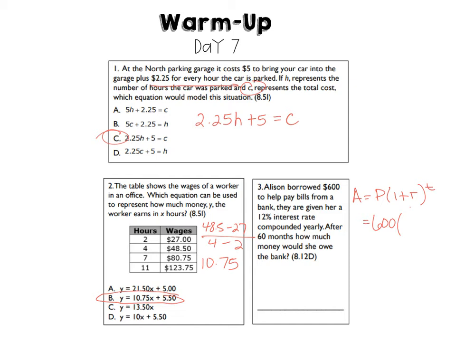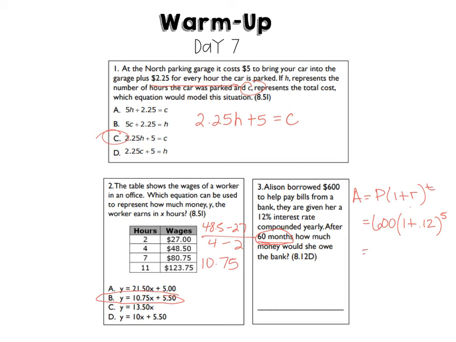They gave her a 12% interest rate, so that's 1 plus 0.12. Remember, I'm converting that to a decimal, and it wants to know after 60 months. Now, here's an issue. We cannot do months, so we have to take months and convert it back to years. I know that there are 12 months in a year, so I'm going to do 60 divided by 12, which tells me 60 months is actually 5 years, and that's the number I'm using in my equation.